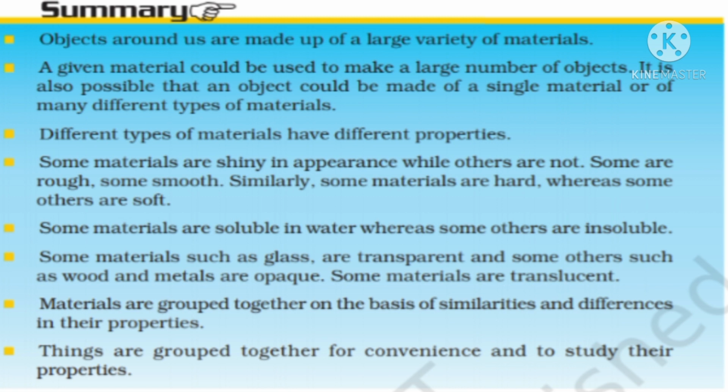Some materials are shiny in appearance while others are not shiny. Some are rough, some are smooth. Similarly, some materials have the property of hardness, whereas some do not, that means they are soft. Some materials are soluble in water, whereas some are not soluble in water. Some materials such as glass are transparent, and others such as wood and metal are opaque. And there are many other things that are translucent in property.